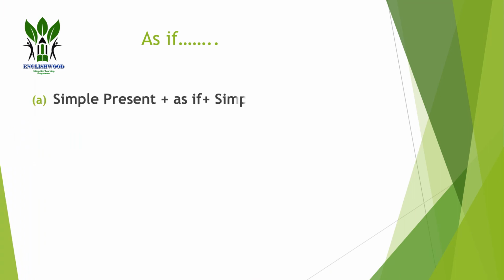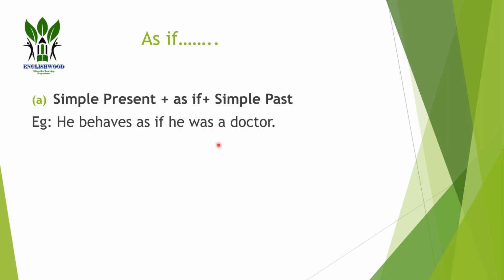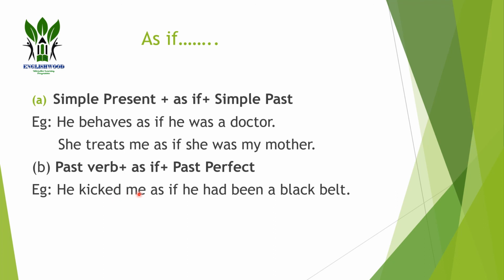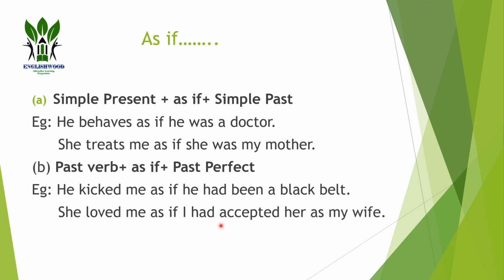As if, okay, simple present plus as if plus simple past. He behaves as if he was a doctor. She treats me as if she was my mother. Okay, past verb plus as if plus past perfect. All right, for example, he kicked me as if he had been a black belt. Okay, she loved me as if I had accepted her as my wife, etc.